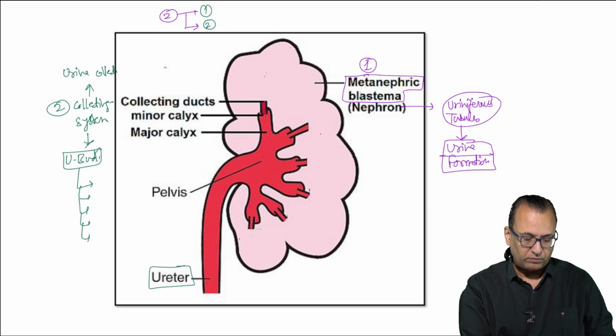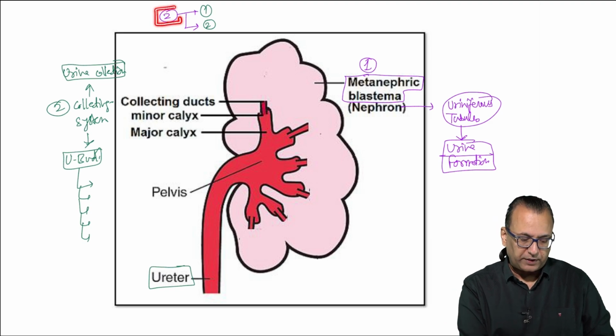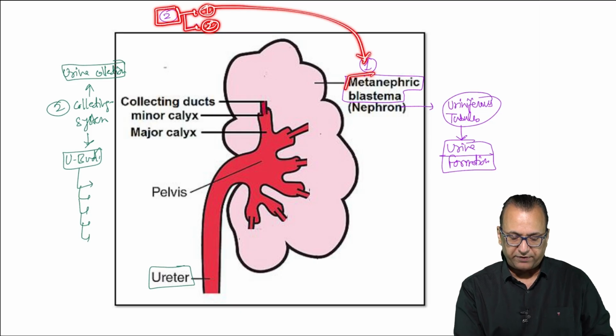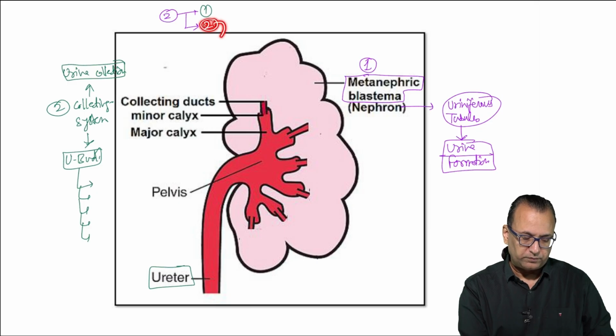Let me repeat it once again. We are mentioning that embryologically the kidney will have two parts. Number one, for urine formation. Number two, for urine collection. Number one, it is the metanephric blastema, which is going to form the nephron or uriniferous tubules, which will form the urine. Once you have formed urine, you have to collect it. So for the collecting system, number two, it is for the urine collection.